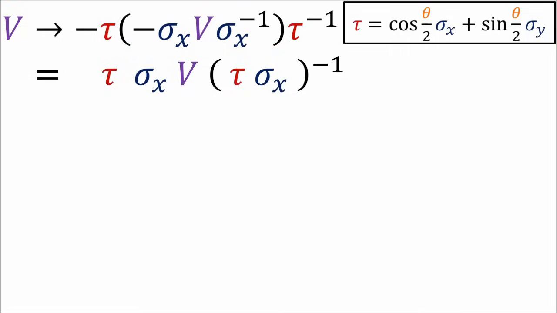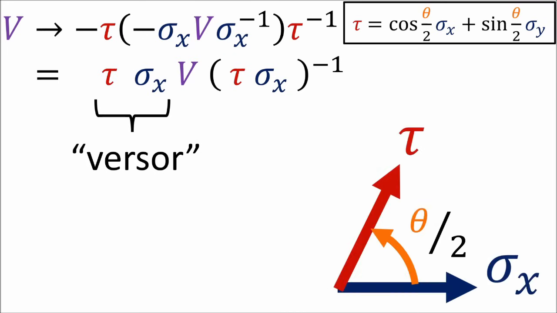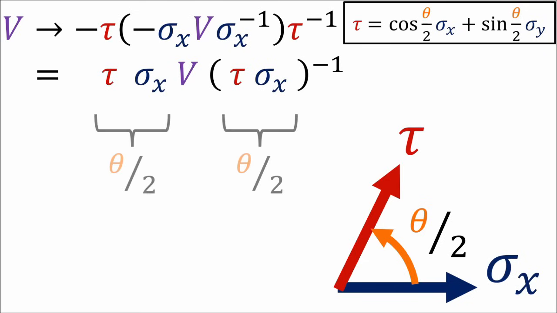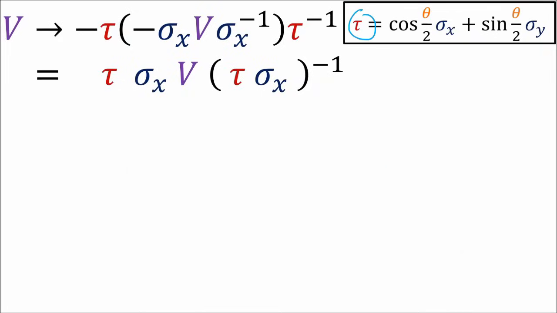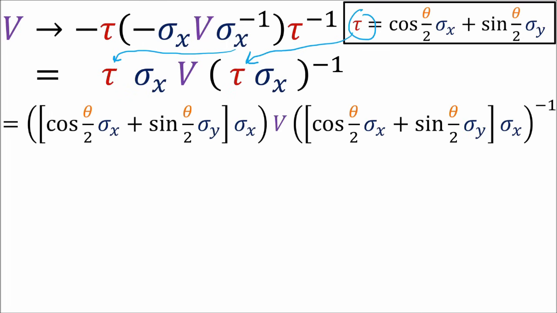Note that our rotation formula is also a conjugation formula, with a product of vectors on the left and the inverse of that product of vectors on the right. We'll call this product of vectors a versor, which is a word we'll talk more about later. The angle between the two vectors in the versor is half of the rotation angle. So it's as if each versor does a rotation of theta over 2, and they combine to do a rotation of theta.